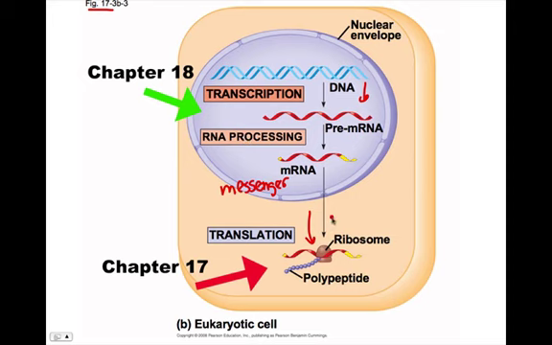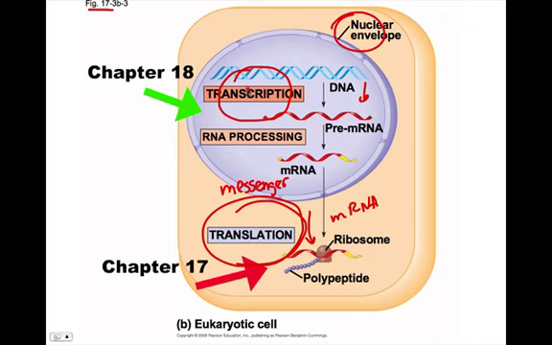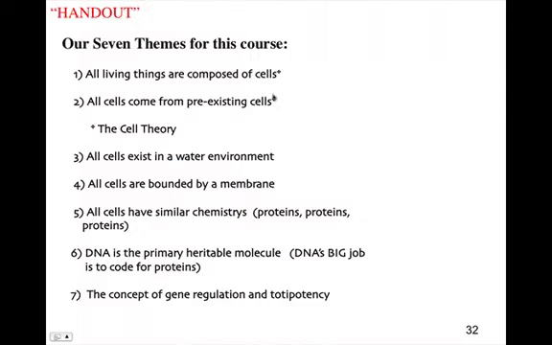Messenger RNA or mRNA in the cytoplasm binds to a ribosome, and chapter 17 tells the story of translation. Chapter 18 tells the story of transcription, which occurs inside the nucleus, and transcription is about regulation of gene expression, switching a gene on or off. So we got those two stories, making insulin and regulating the production of insulin.